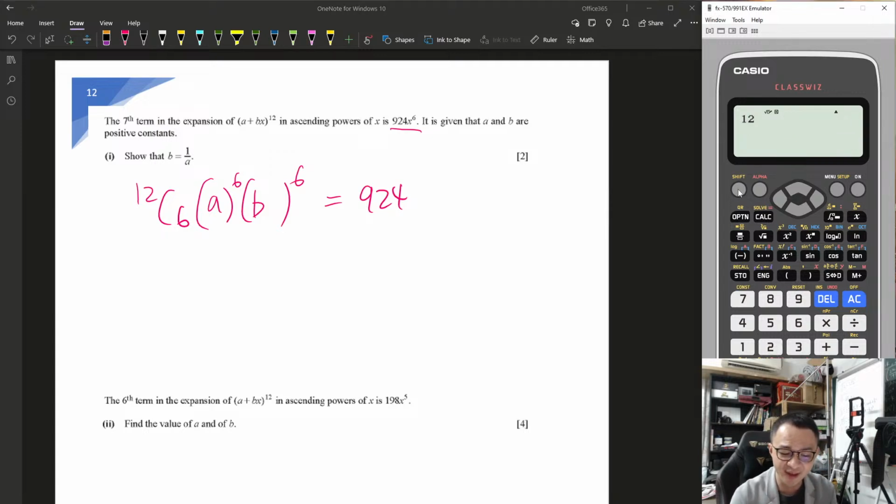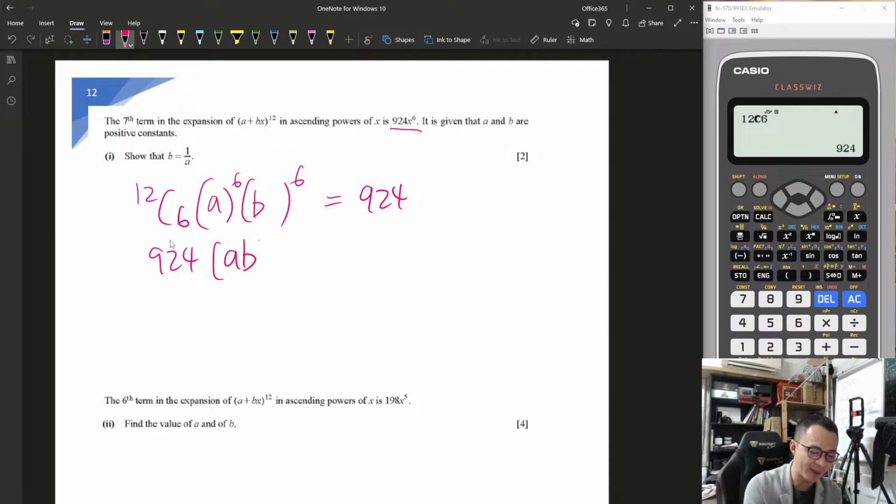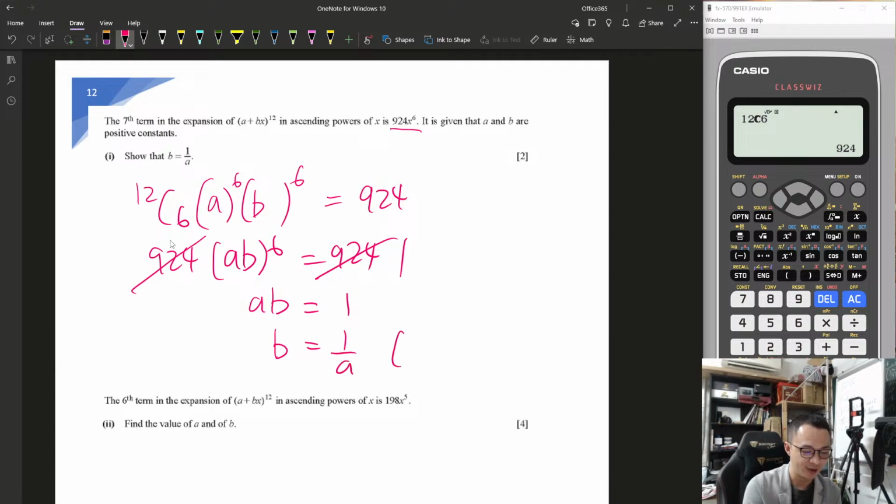Then 12C6, I will just type into my calculator. It's 924. Then this is a^6 b^6, right? It's 924. Then divide both sides by 924, I get 1. Then the 6th root of 1, I'm still getting 1. Then b equals 1 over a, shown. They asked me to show b equals 1 over a, and I just did.